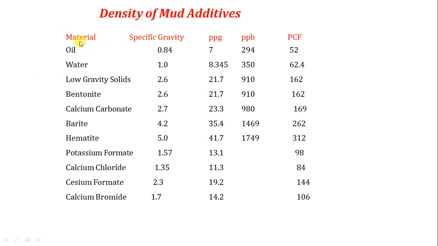The density of mud additives, as you see: for example, the oil or diesel oil is 0.84 specific gravity, in ppg it's 7, in pounds per barrel it's 294, and here in pcf 52. Water, for example, is 62.4. The low gravity solids, for example, are 2.6, and in ppg 21.7, and bentonite is the same. Calcium carbonate is 2.7, and all these chemicals that we are using, barite, hematite, are in different units. So take care of each one.